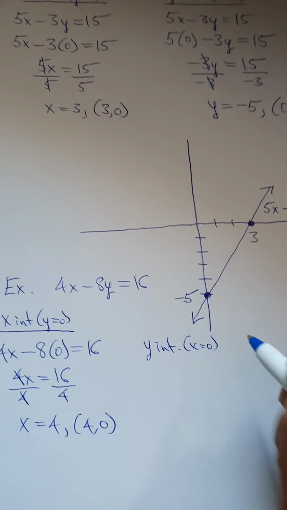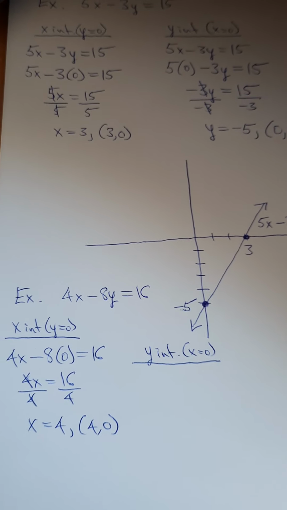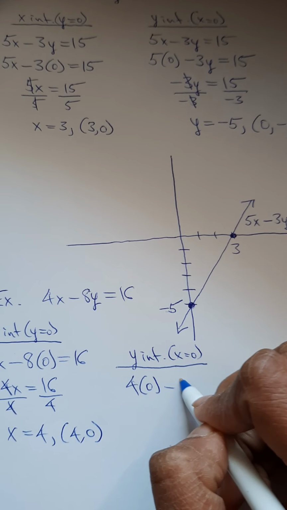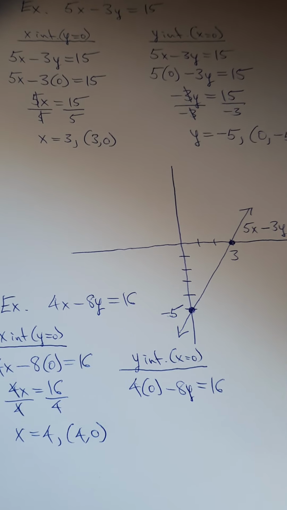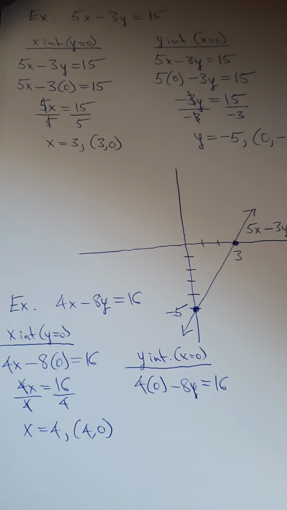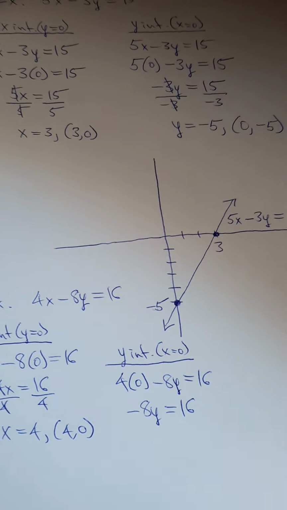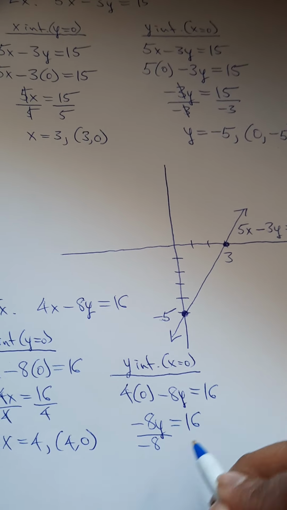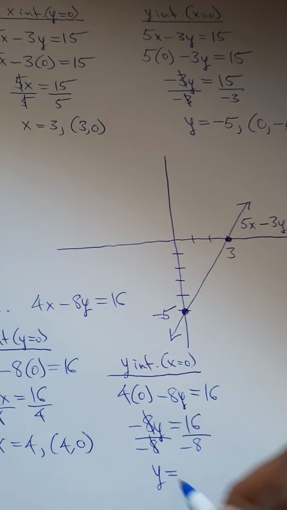x is equal to 0. In the same manner, I'm using my same equation here. This time, it's going to be 4 times 0 minus 8y equals 16. 4 times 0 is equal to 0, so I am left with negative 8y equals 16. Make sure you put the negative here. On both sides, I want to divide by negative 8, which cancels out.